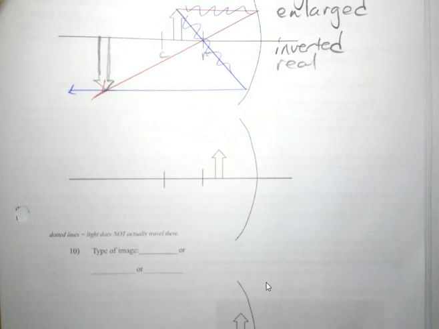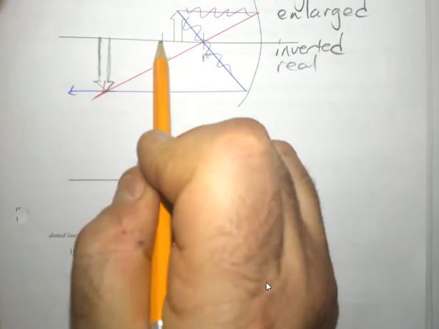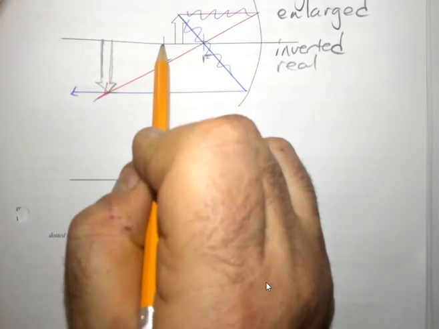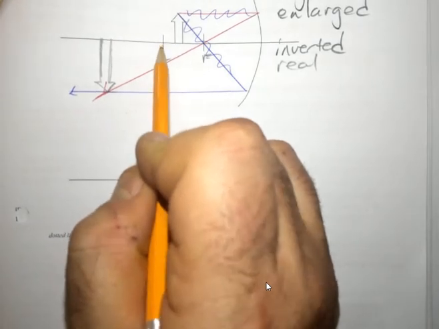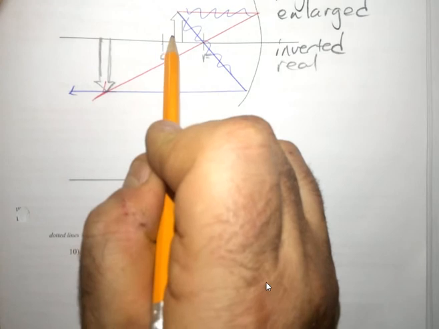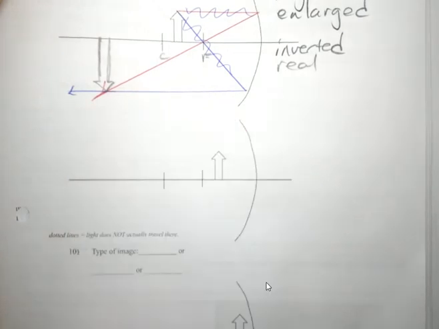Marco. At what point do we consider it enlarged? When it's just bigger than normal? Yes. So when the object is right at the center of curvature, the image will be the exact same size. Once you get a smidgen closer to the mirror, then the image is going to be bigger than the object.